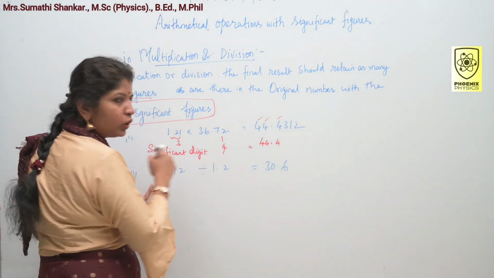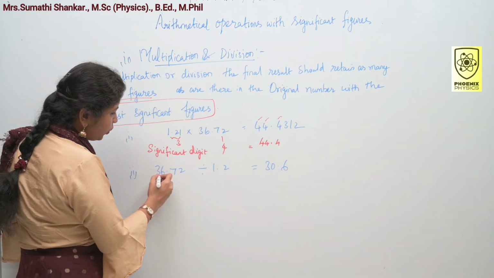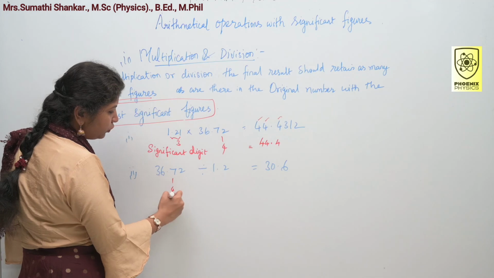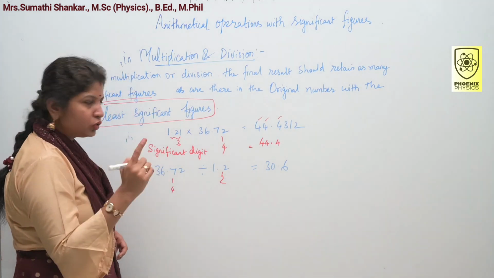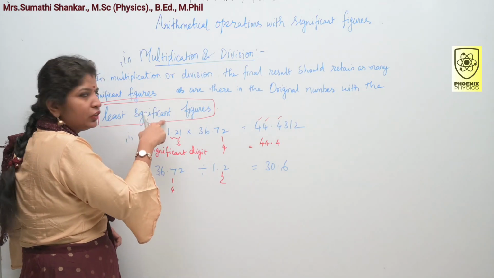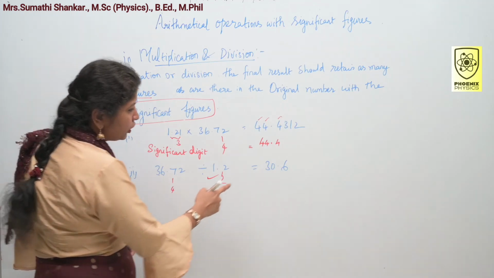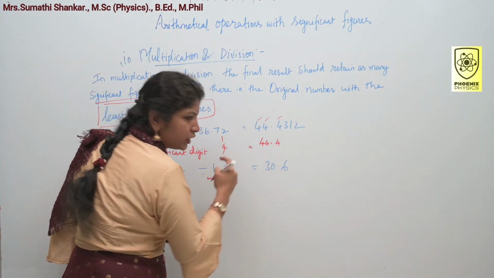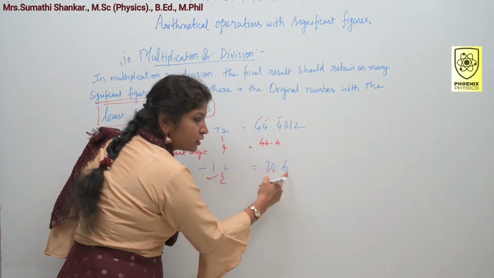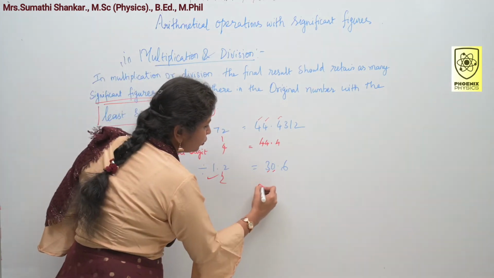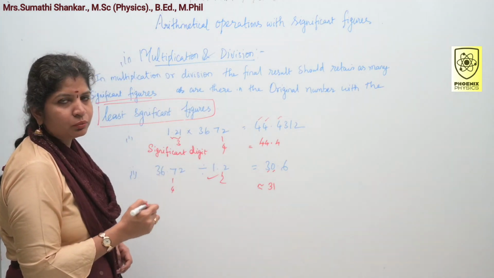Look at the second example, 36.72 divided by 1.2. Here how many significant figures are there? 1, 2, 3, 4. Totally 4. Here I have 1, 2. Only 2 significant figures. We have to consider the least significant figures. Which one is least? This one is least, that is 2. Your answer is 30.6. So this is one digit and this 6 is more than 5. So you have to write it as 31. This is your answer. Up to this clear?